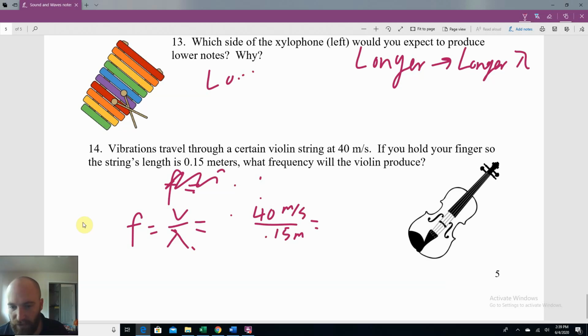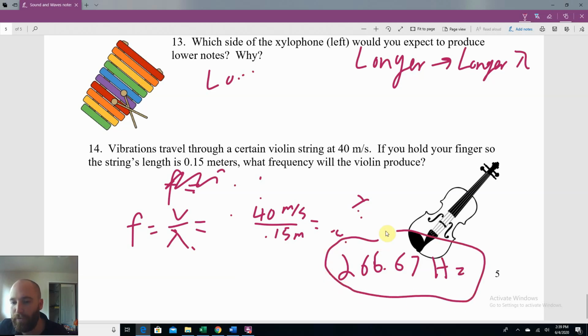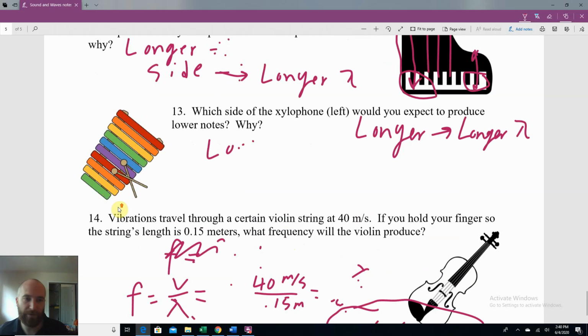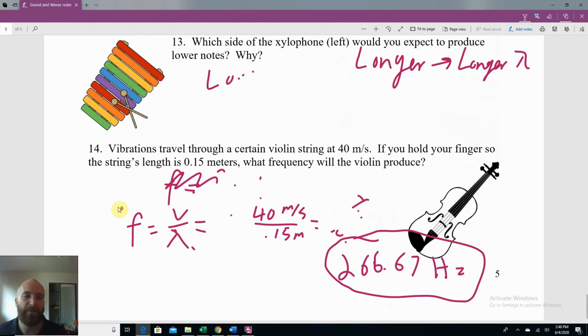When I did that, I got 266.67 hertz. So by doing this, you're causing that string to vibrate back and forth 266 times in 1 second. Those vibrations reach your ear, and that's the note that you hear. Today I just wanted you to take some of the ideas we talked about last time and connect them to something that you hear and notice, which would be these different notes.